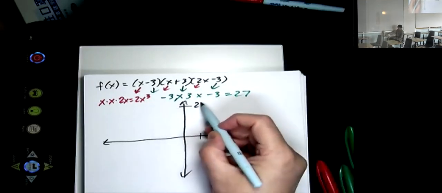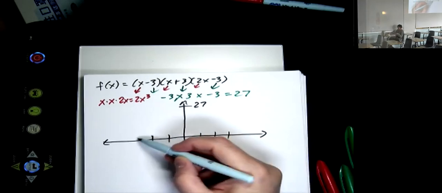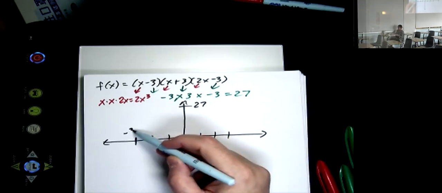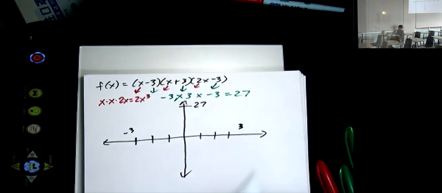I'm going to say that's 27, even though I clearly have not drawn the y-axis on the same scale that I've drawn the x-axis, because 27 is going to be way off the screen, and I don't want to do that.